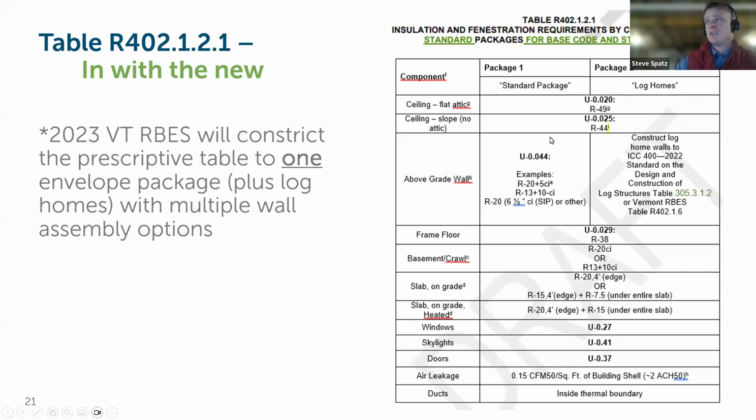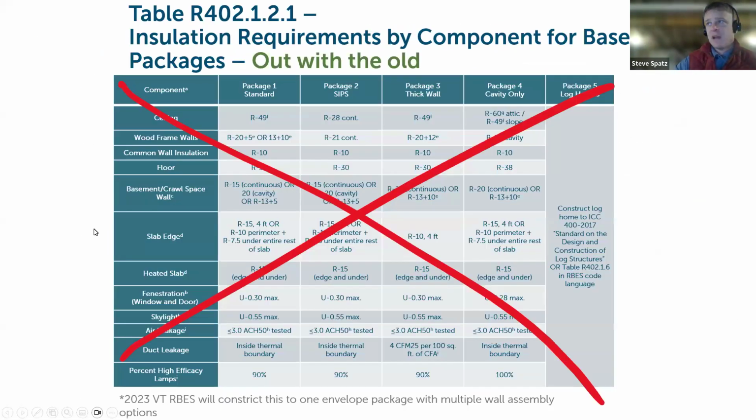The other changes of note for 2023 is that if you go back to these prescriptive packages right now, you'll see that we have for a flat ceiling a minimum requirement of R49 for most of these, but package 4 is a common package that we still see a lot of builders use now, which required an R60 for a flat attic and R49 for a slope.